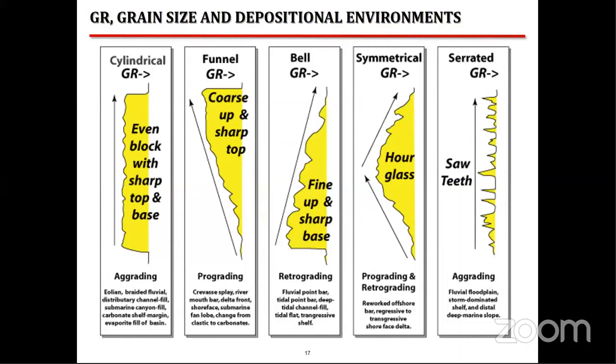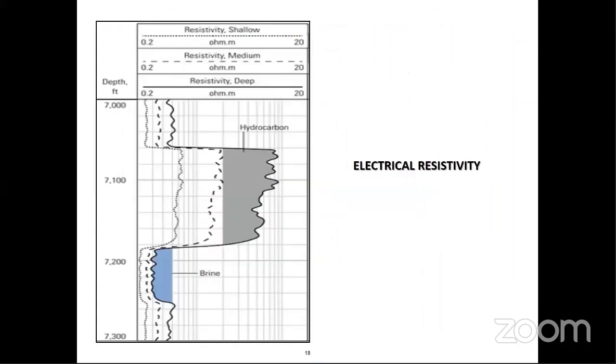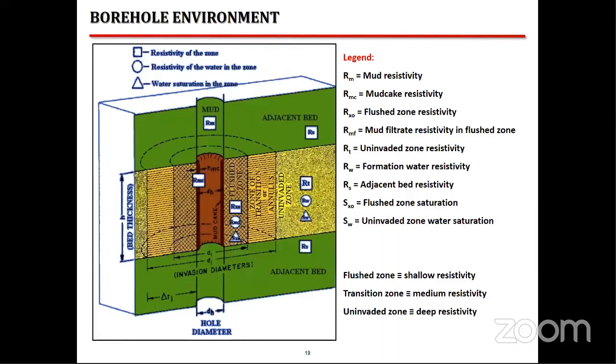Now, moving on to the electrical resistivity logs. Before proceeding to their interpretation, it is necessary to understand the borehole environment. When a formation is being drilled, three particular zones are formed around the borehole. These are the invaded or the flushed zone, the transition zone, and the uninvaded zone. Each of these zones contain different fluids and therefore have different properties.